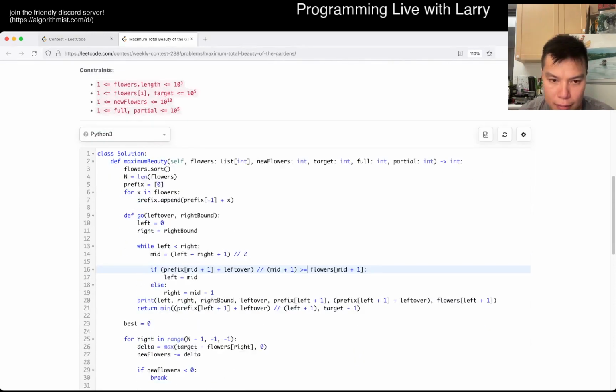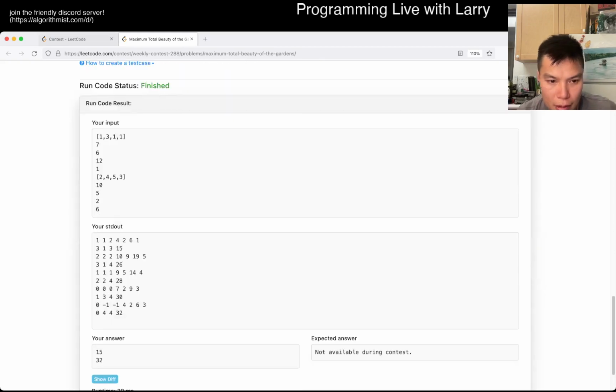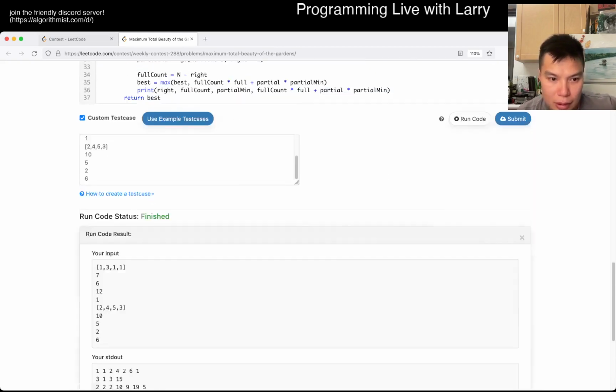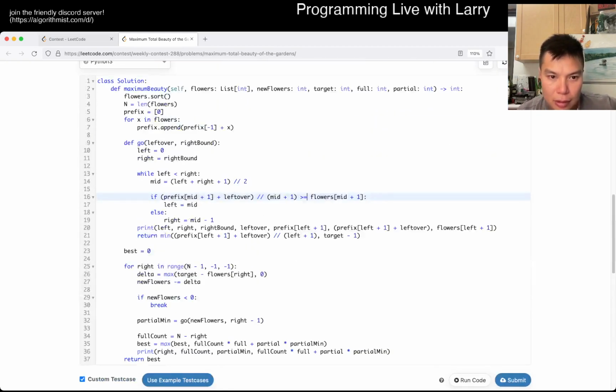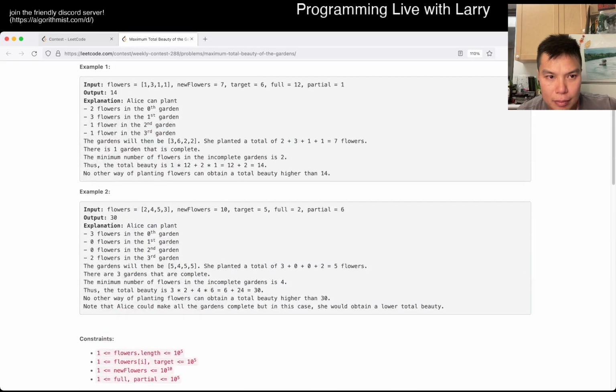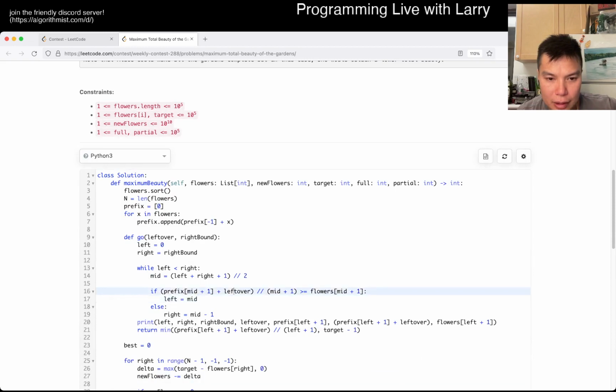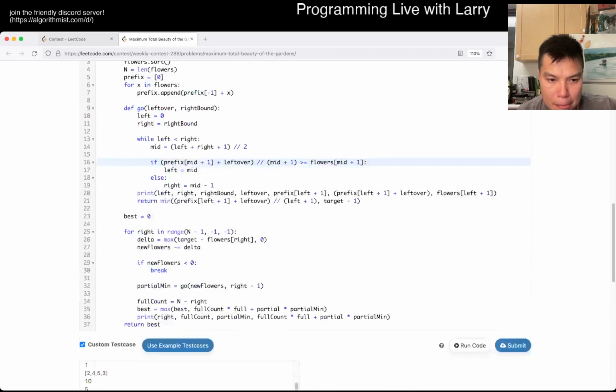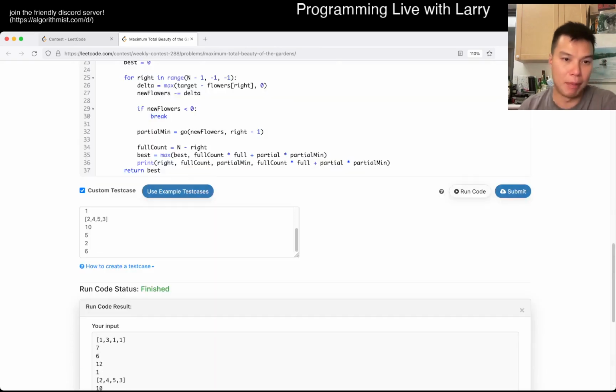Wait, what? So when left is equal to 1, this is 4, this is 3, this is 2, and why is addition this? This is bigger than that, right? What is 7? No, mid is. Wow, I'm just really bad at math today.